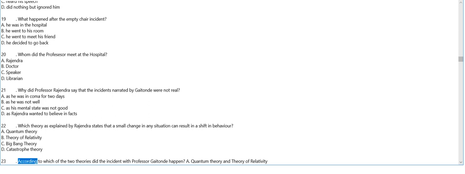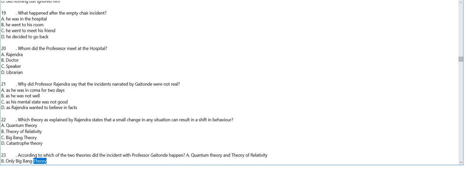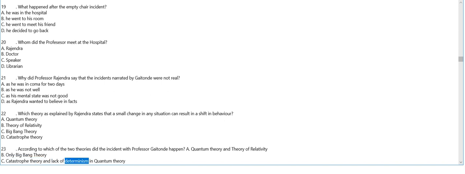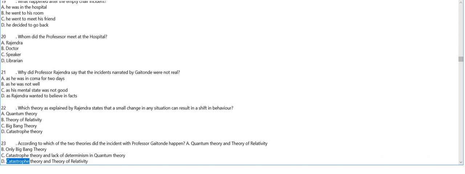23. According to which of the two theories did the incident with Professor Gautam happen? A. Quantum theory and theory of relativity. B. Only Big Bang theory. C. Catastrophe theory and lack of determinism in quantum theory. D. Catastrophe theory and theory of relativity.